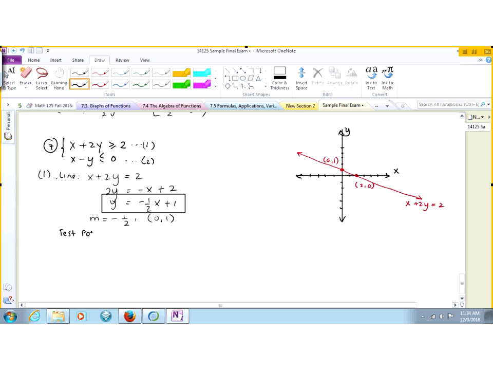Now, we need to choose test points. The easiest way would be 0, 0.